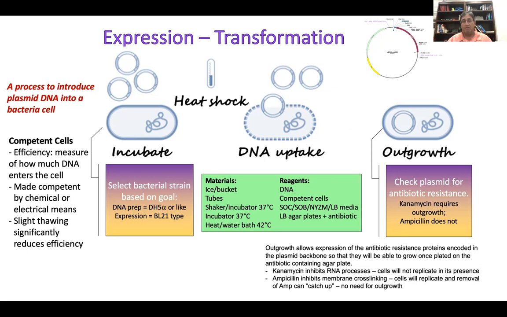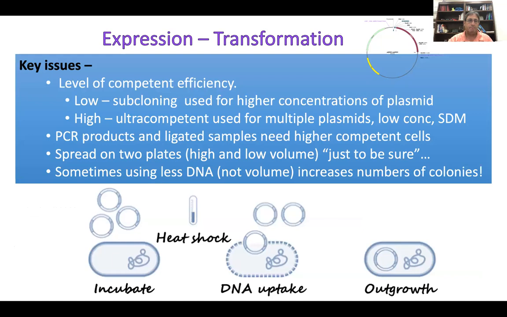But kanamycin, you have to have the outgrowth because you're affecting the RNA processes versus the cross-linking of the membrane, where cells can still grow and divide, where they won't if you've mucked around with the RNA processes by kanamycin.